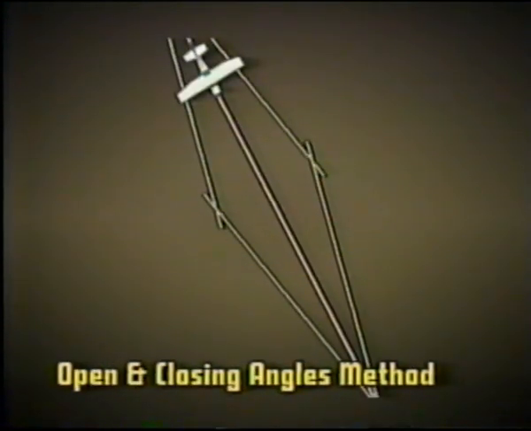Another way to regain your required track is the opening and closing angles method. This method is useful if more than half of your flight is completed before you are able to determine your position. But it can be used at any distance along the track.